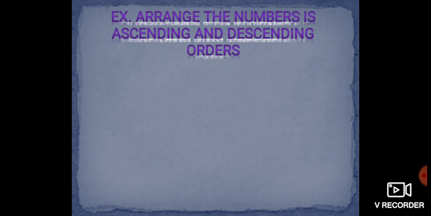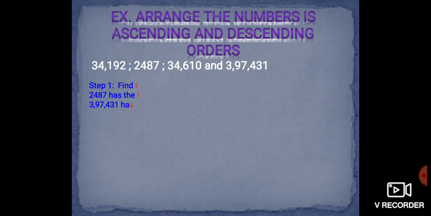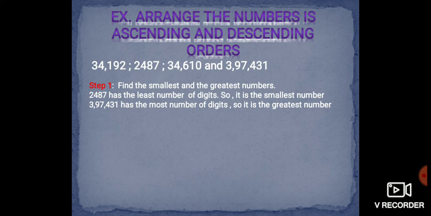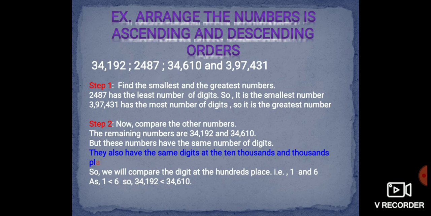Arrange the numbers in ascending and descending orders. You need to follow some steps. First of all, step 1. Find the smallest and the greatest number. 2487 has the least number of digits, so it is the smallest number. 397431 has the most digits, so it is the greatest number. Step 2. Now compare the other numbers.